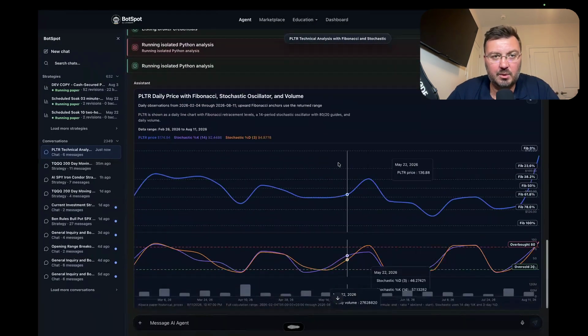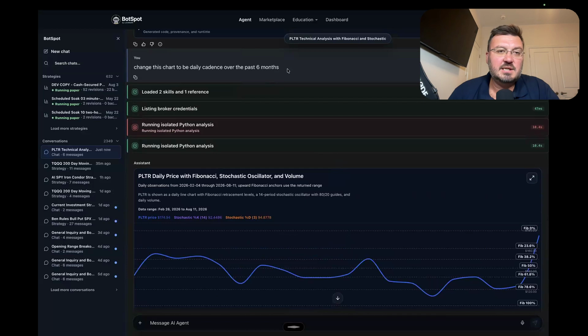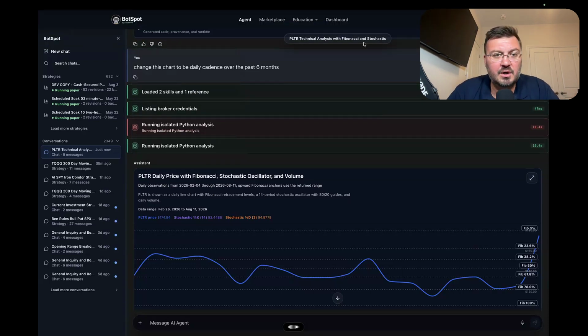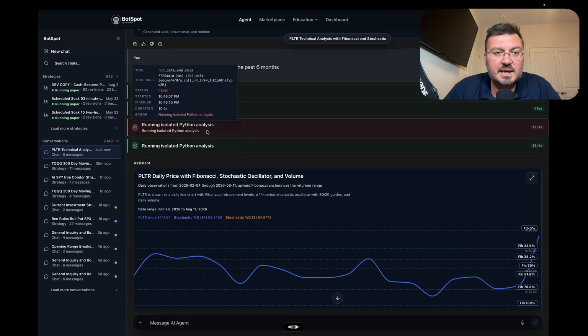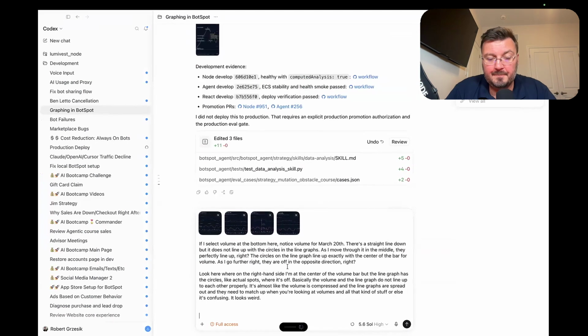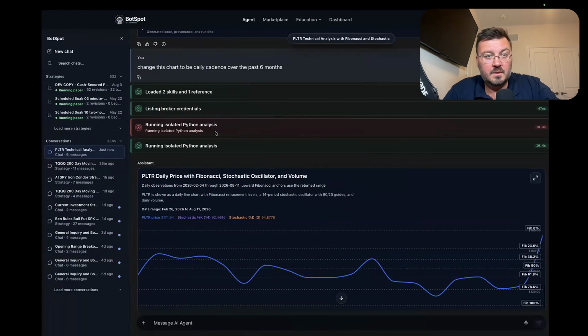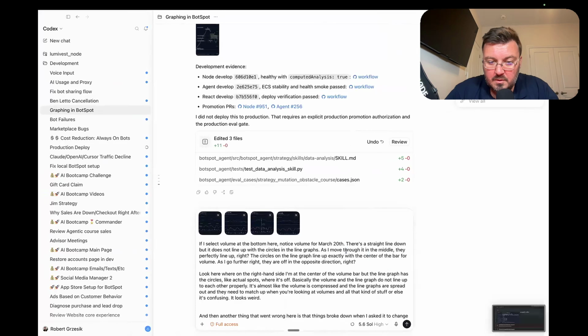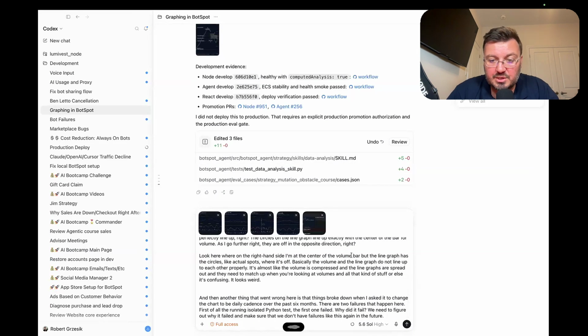Okay, and then another thing that went wrong here is things broke down when I asked it to change the chart to be daily cadence over the past 6 months. There's two failures that happen here. First of all, the running isolated Python test, the first one failed. Why did it fail? We need to figure out why it failed and make sure that we don't have failures like this again in the future. We need to avoid tool call failures in general.